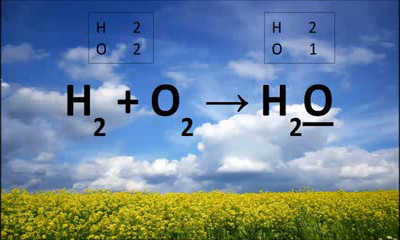Now this is unbalanced because although we have two hydrogens on each side, we only have one oxygen on the right side and two on the left-hand side. Now, the law of conservation states that we must have exactly the same amount of atoms at the start of a reaction as at the end of the reaction. So, we need to double the amount of oxygens on the right-hand side.